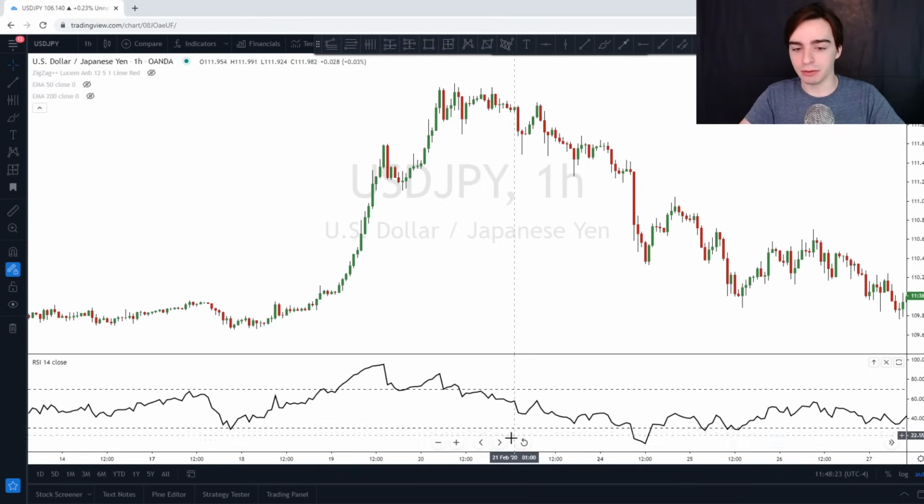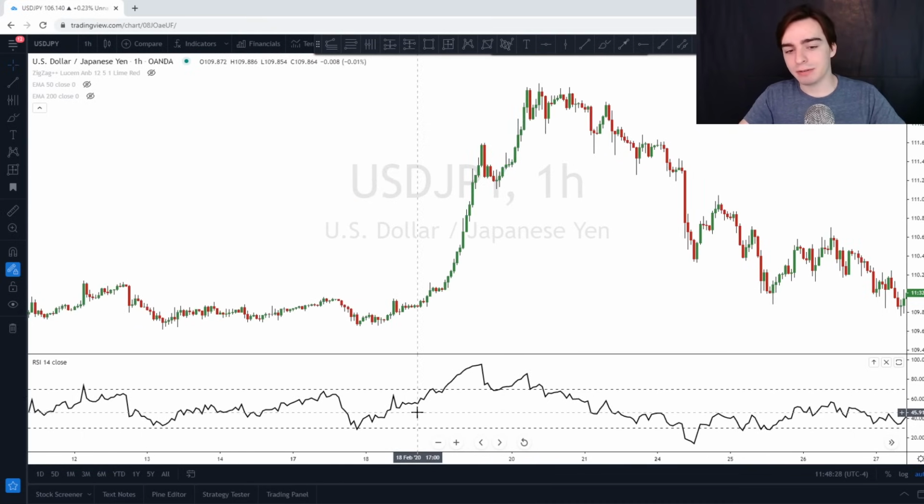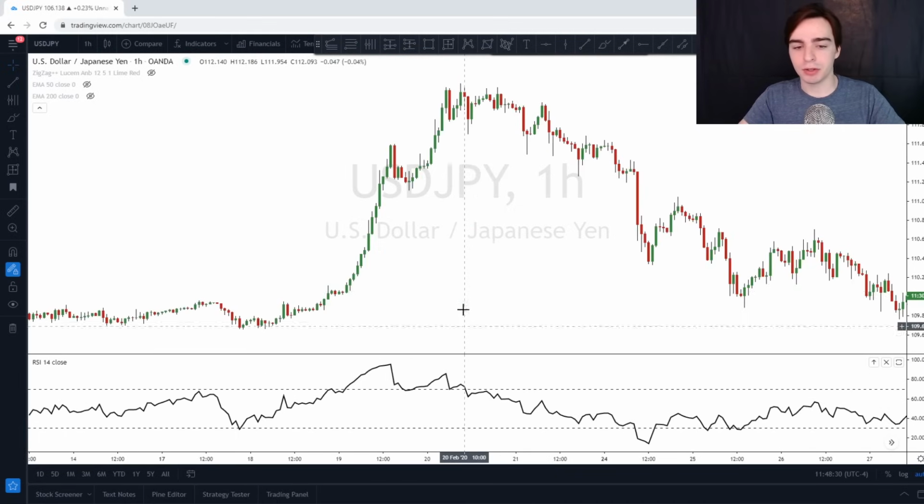First off, you're taught that you have two levels on the RSI, the 70 level and the 30 level, and those are represented by the dotted lines you see right there. And you're taught that if RSI goes above 70, then it's overbought and is likely to come down, and if it goes below 30, then it's oversold and it's likely to come up.